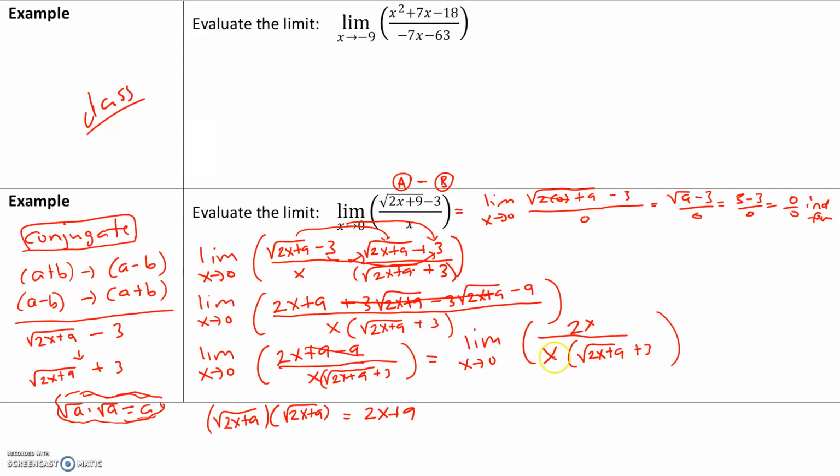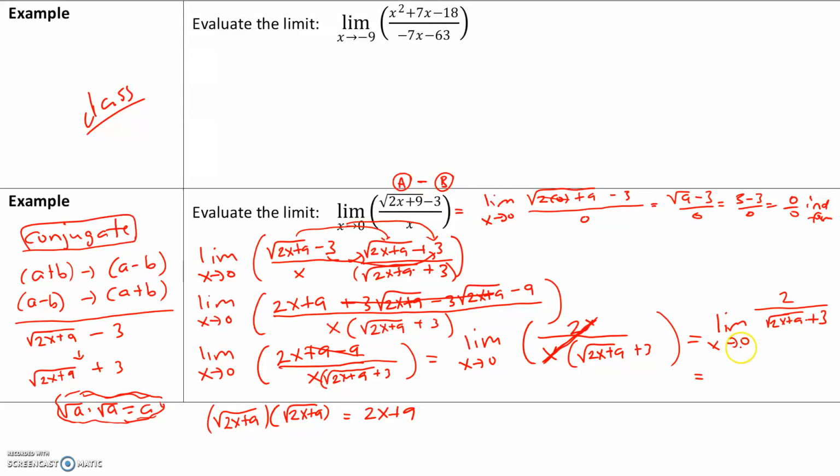Now the x and the x divide to be 1. That's why I didn't distribute the x earlier, because I wanted that x on the outside, so I can just cancel it. So this gives me the limit as x approaches 0 of 2 divided by radical 2x plus 9 plus 3. Now I know it's getting kind of messy, and we will go over this in class again, but try to follow along the best you can.